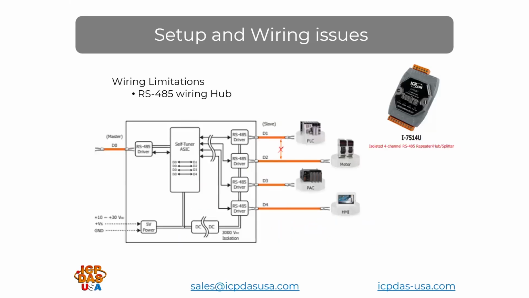RS-485 is meant to keep all devices along a single bus. If you have a multi-story building, multiple assembly lines, which tend to be easier to branch off on, or if you have devices in multiple directions, a wiring hub can solve this type of issue.